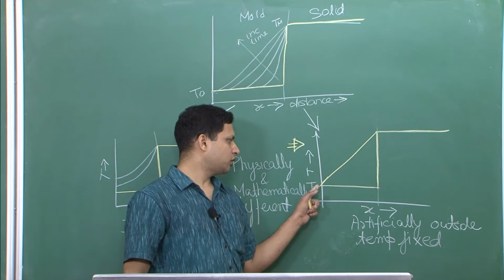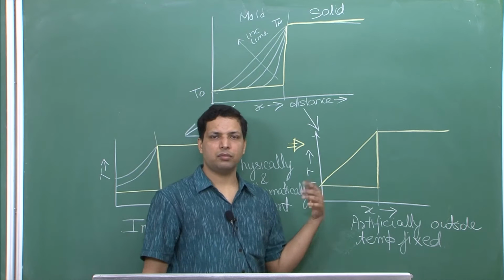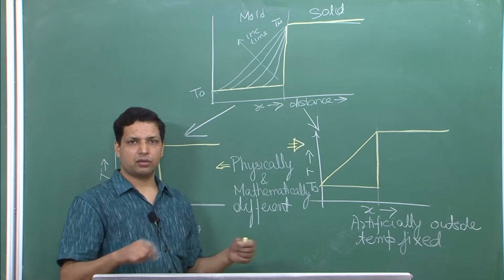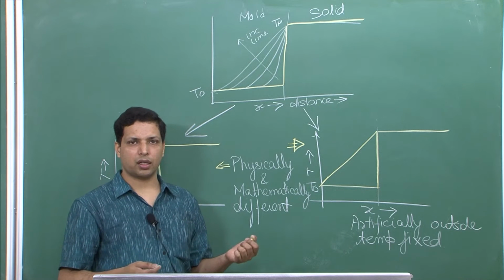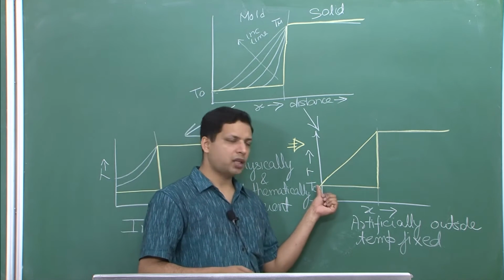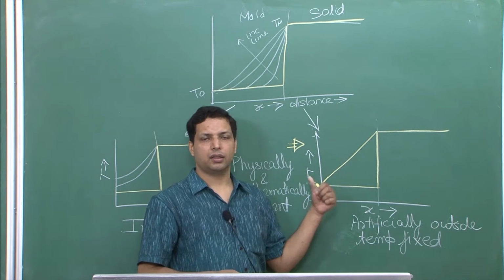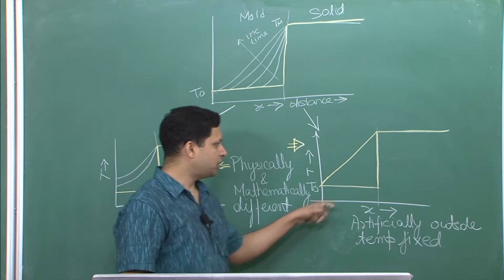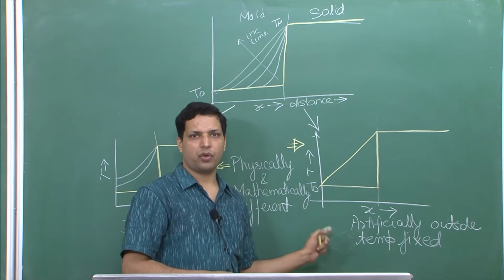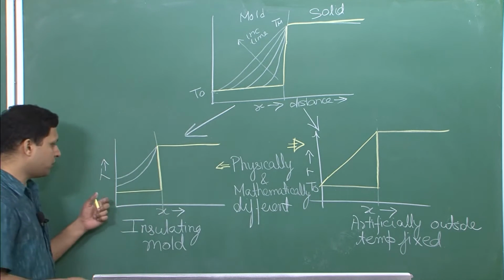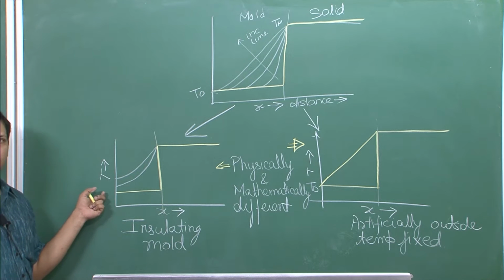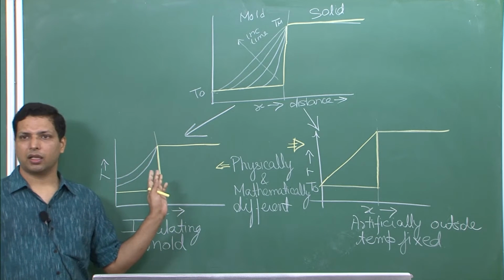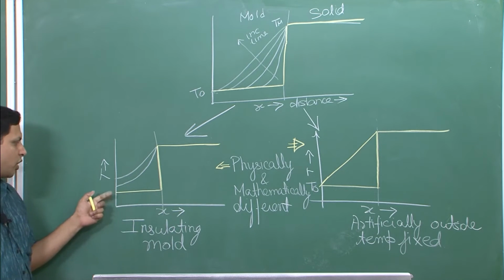What you can do is you can have a cooling mechanism on the outside surface of the mold. For example, you can have a very cold water running around this. So it will have something like 4 degree or 5 degree at the outside of the mold, and there you are artificially fixing the temperature. So this is also possible, but this is not the condition we are talking about. What we are talking about is this condition, which is the insulating mold, where the temperature after certain time it can actually rise beyond T naught.